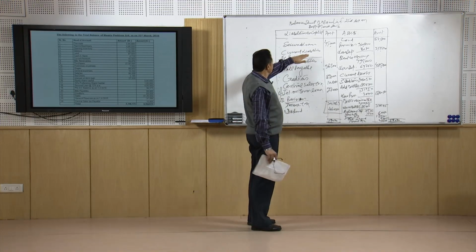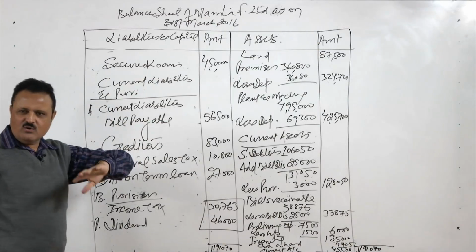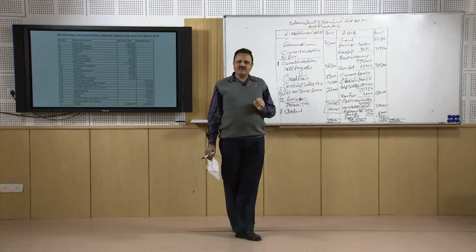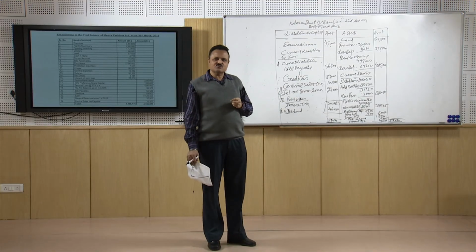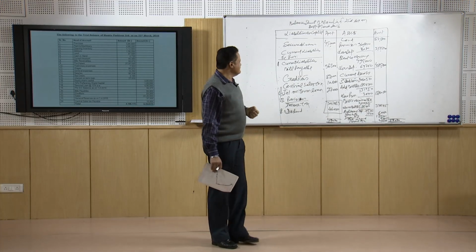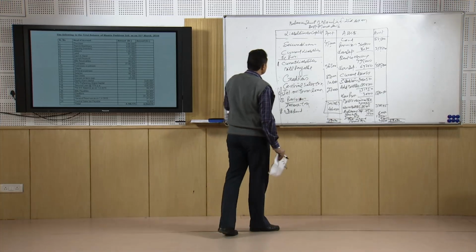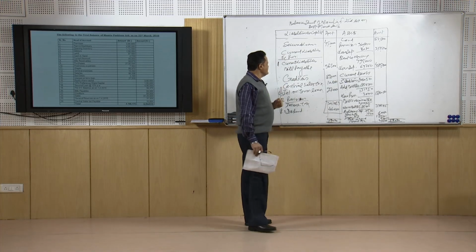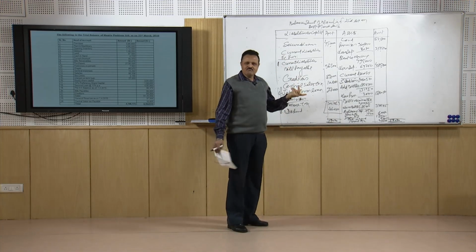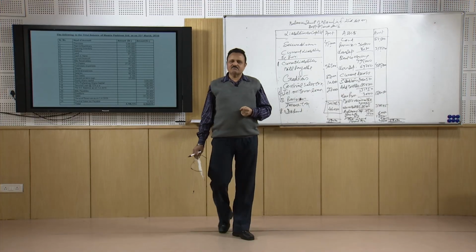So up to the secured loans, capital and loans are the long term sources of funding. Capital is the longest term source, and the secured loan is also a long term source. And then the remaining are in the current liabilities. Bills payable are the bills to be paid to the suppliers.